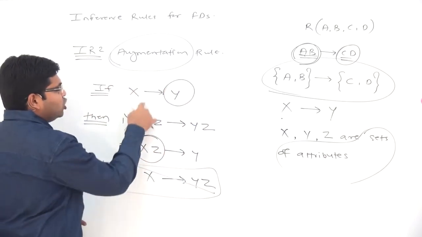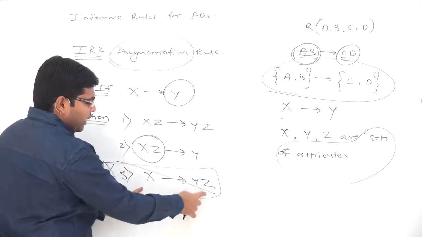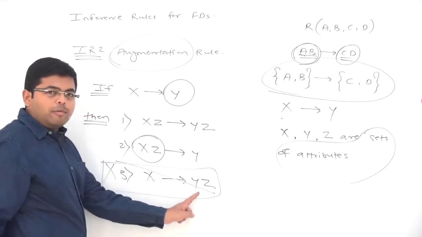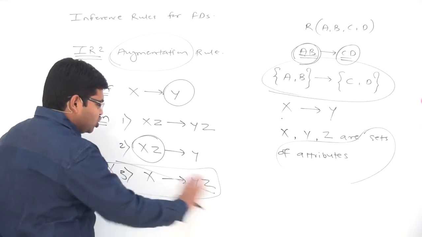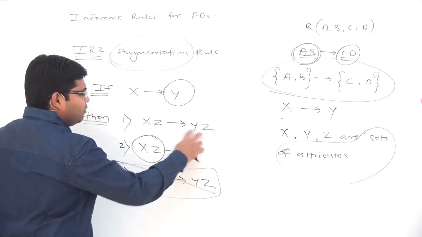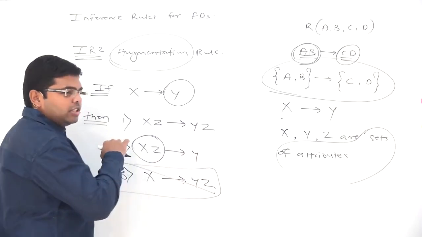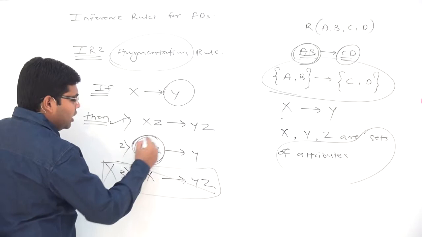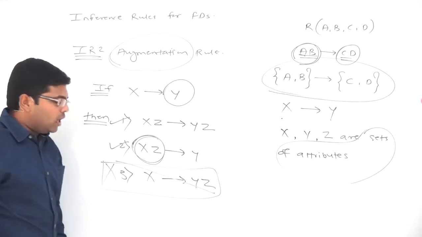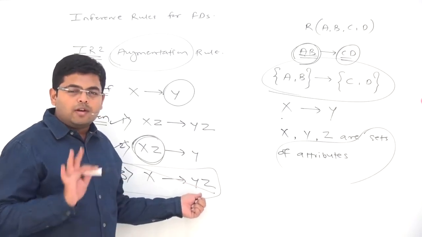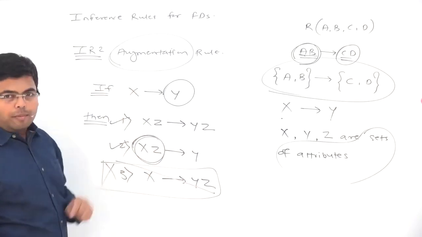So whenever x gives y, you cannot say x gives yz. Here we are not augmenting the left hand side, we are only augmenting the right hand side. This is wrong. Here we are augmenting both the left hand side as well as right hand side with the same set of attributes, that is allowed, and here we are augmenting only the left hand side, that is also allowed. However, this third case of augmenting only the right hand side is not allowed. So this is called as augmentation rule.